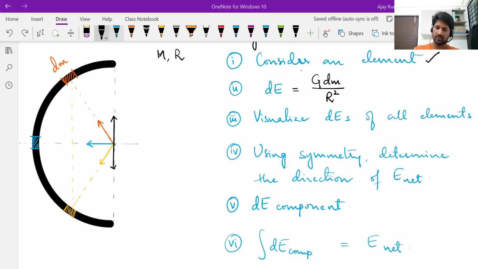Whenever there are two vectors of the same magnitude, their resultant will be along the line of symmetry. Here there are an infinite number of vectors, but the number of vectors on the upper side is the same as the number on the lower side, and they are all of the same strength. Therefore, the resultant of all these vectors is going to be to the left. That's the direction of the net field.